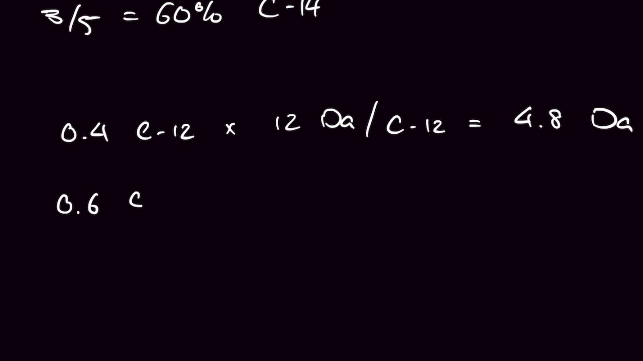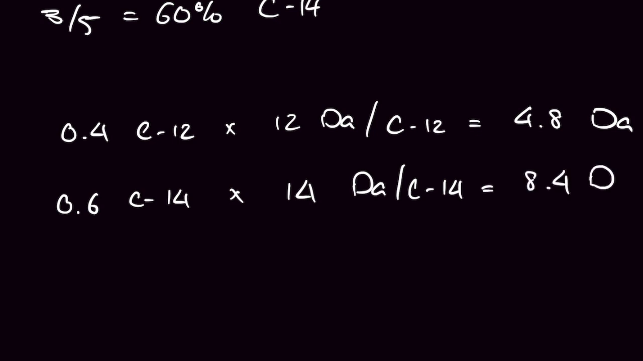The average atom is 60% or 3/5 C14. 0.6 carbon-14 times 14 AMU per carbon-14 gives us 8.4 AMU. We add up those two masses and we get 13.2 AMU. The average atomic mass of a carbon atom in this sample is 13.2 AMU.